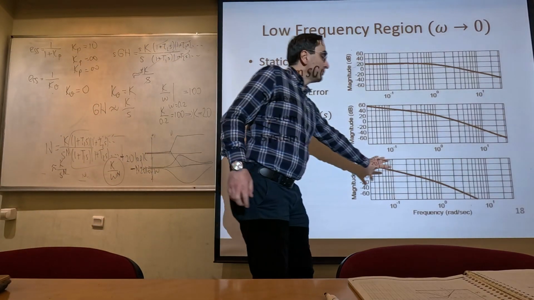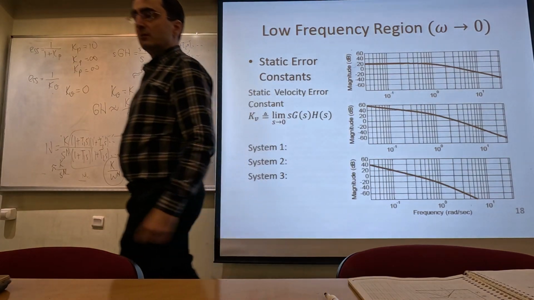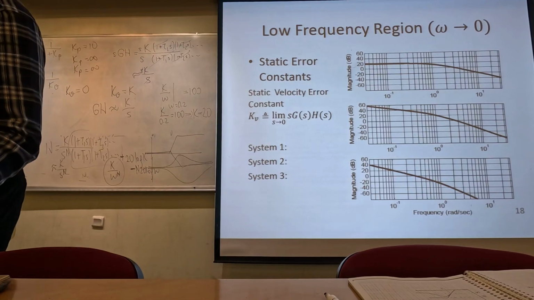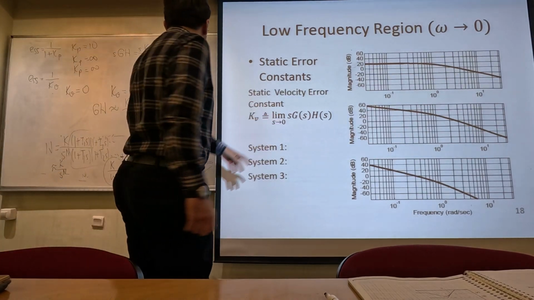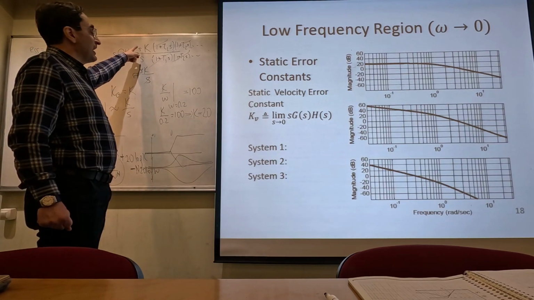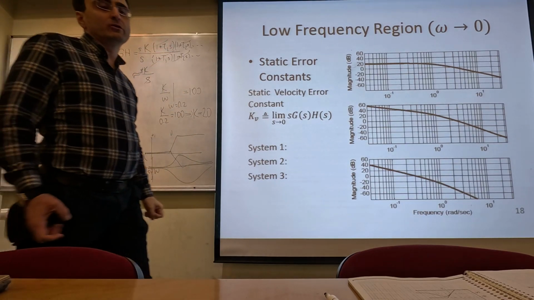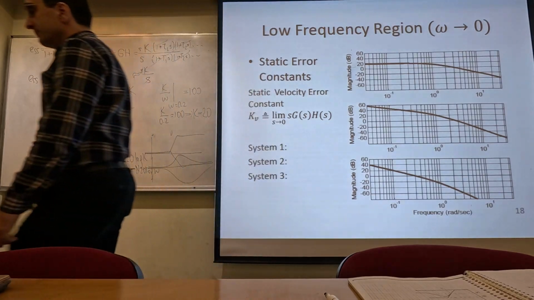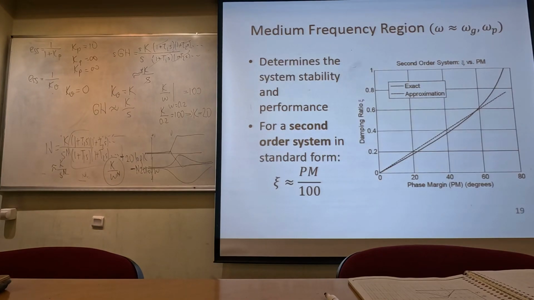And what is kV for this system? It is infinity, because this is a type 2 system. There is an s square here. When I multiply it with s, and when I let s go to 0, the result will be infinite. Okay?